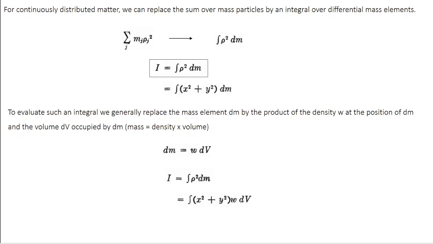So in the next class, what we are going to do is we will take some simple objects and find out their moment of inertia. If you have objects with regular shape and noticeable symmetry, the calculation of moment of inertia is going to be a simple, straightforward job. So we will do a couple of examples in the next class.